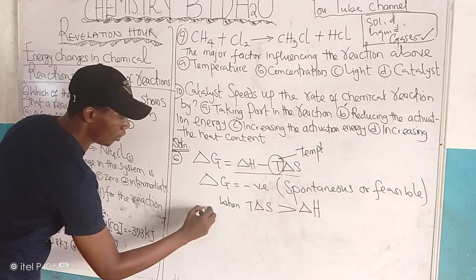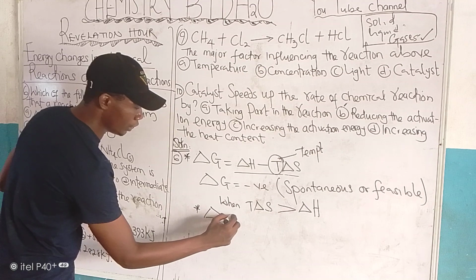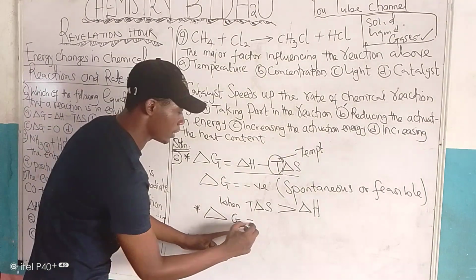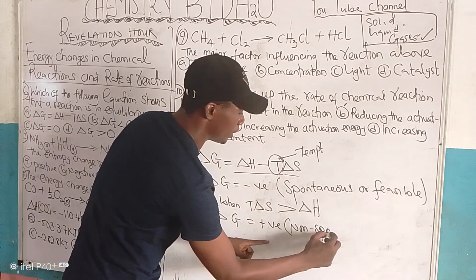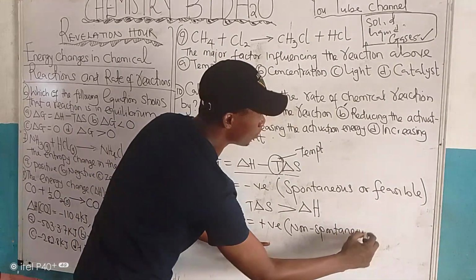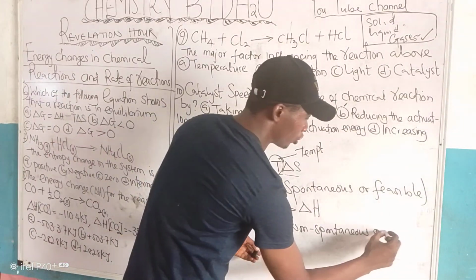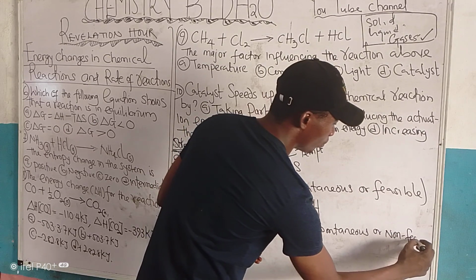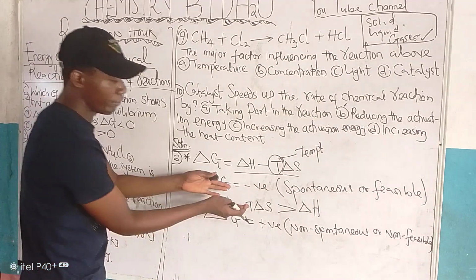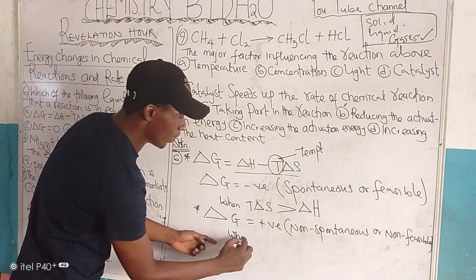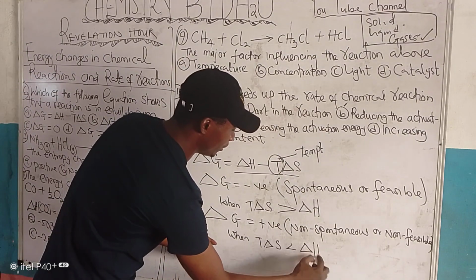Good. Now, this is point number 1. Point number 2, if your Gibbs free energy is positive, the reaction is said to be non-spontaneous. And if the reaction is non-spontaneous, it means that the reaction is non-feasible. Please take note of that. And what will make your reaction non-feasible is to reverse this condition, and that is when what? Temperature times the change in entropy is less than your enthalpy change.